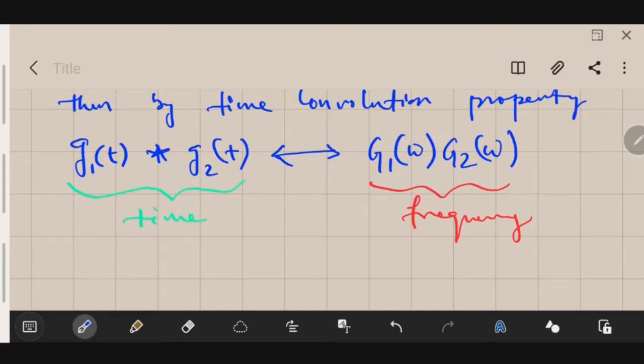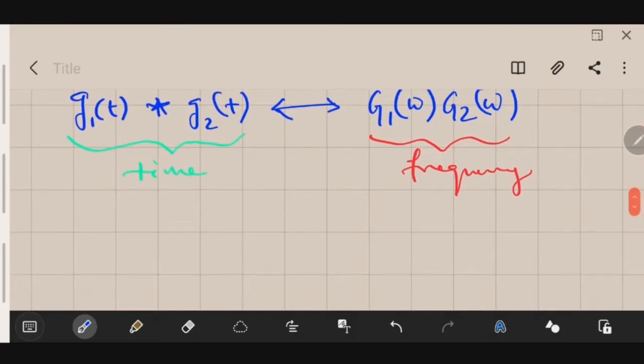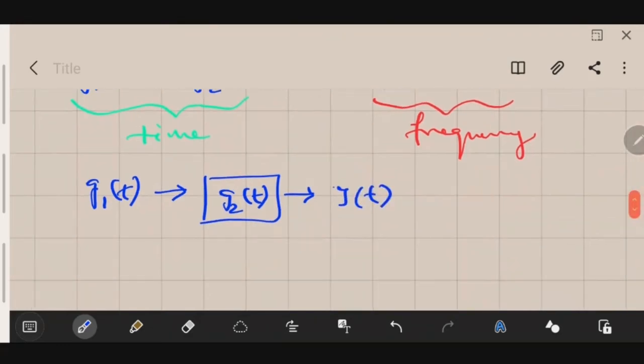See, this is the property, okay. As I told you in the beginning, this is the property that has revolutionized the area of digital signal processing. You see, when you are trying to find the output of a system, this is the input signal, and this is the system which has the impulse response g2 of t. The process involves a lot of things. Okay, let's say this is the output y of t.